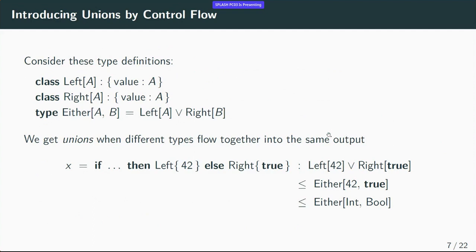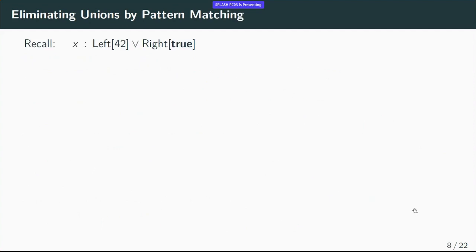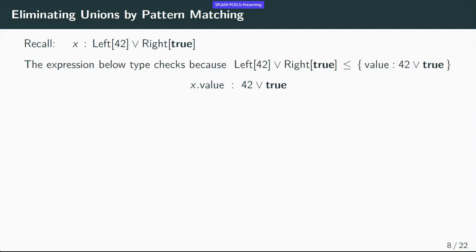And in this particular case, since we defined either in this way, the corresponding type is a subtype of either. And so given a value of this union type, you can use it by selecting the value field on X, okay, which yields the type 42 or true, because both sides of the union have a value field, so you can perform this field selection. But that's not necessarily what you want to do here, because it kind of merges the two values and you lose the information about where the values came from.